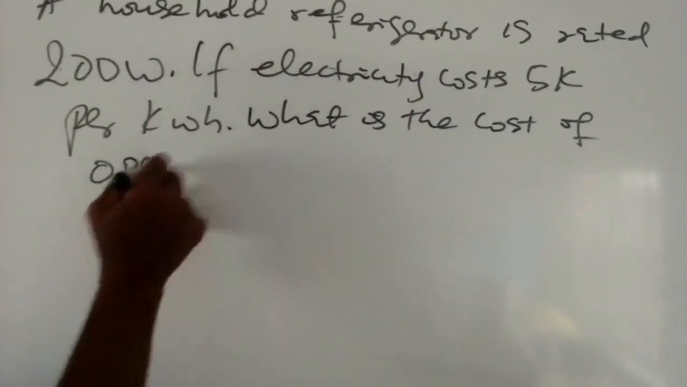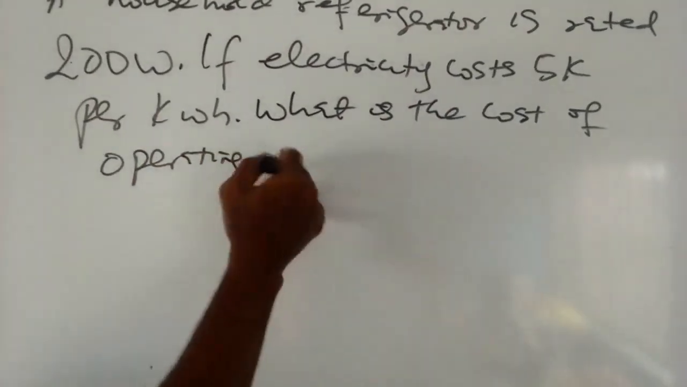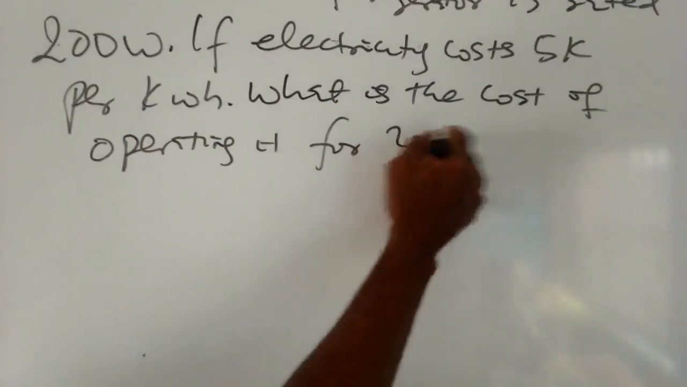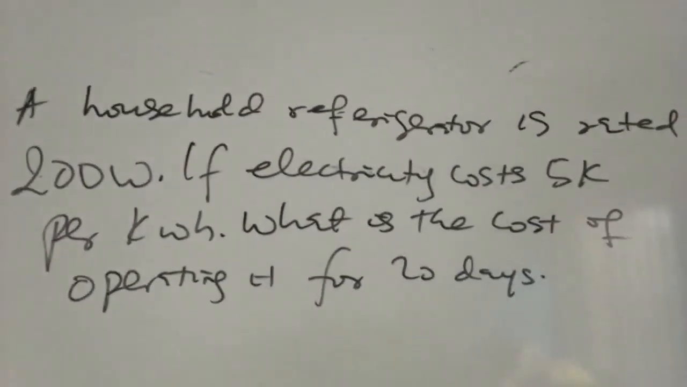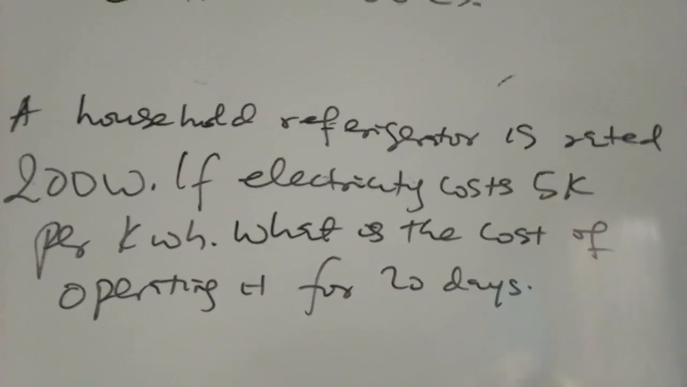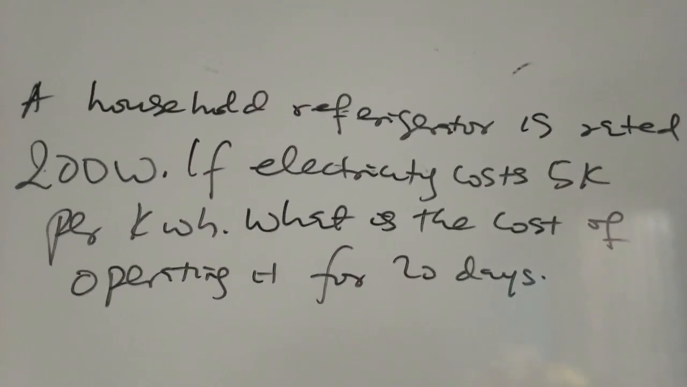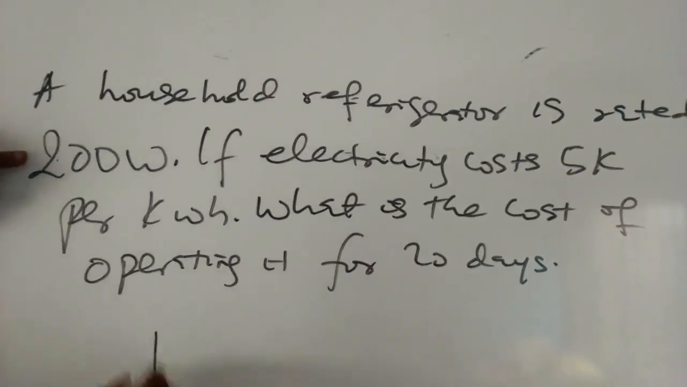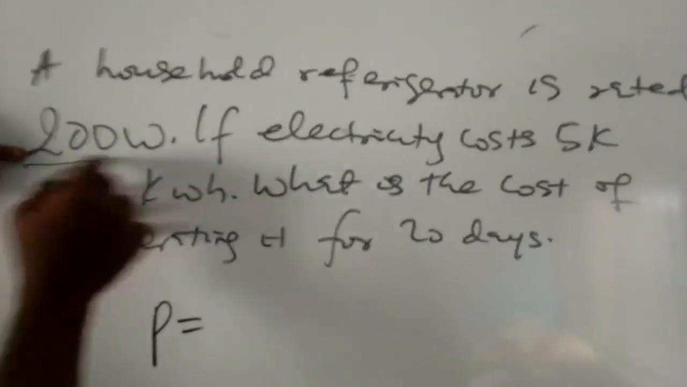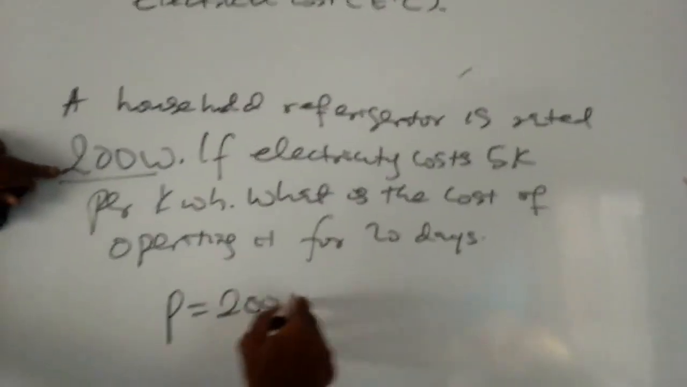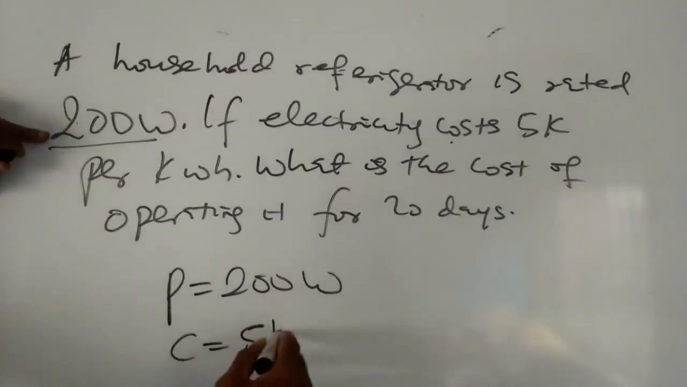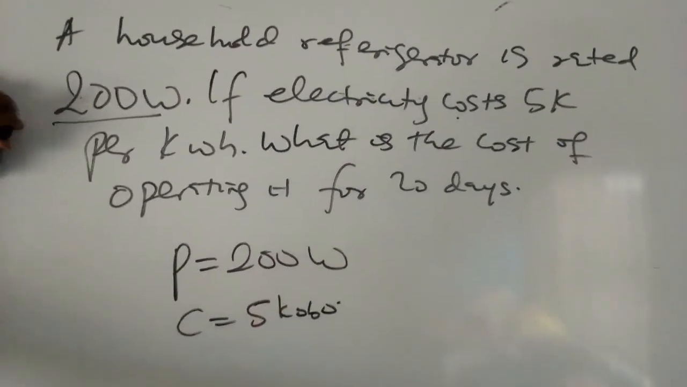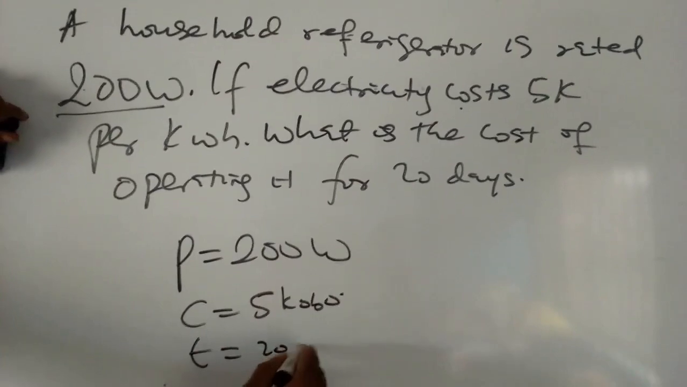So this is a JAMB question. Let's look at this for 20 days. A household refrigerator is rated 200 watts. So the power is 200 watts. Then the cost is 5 kobo per kilowatt hour. The time is 20 days.